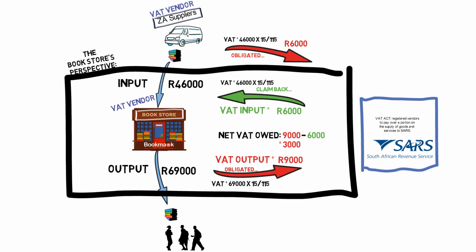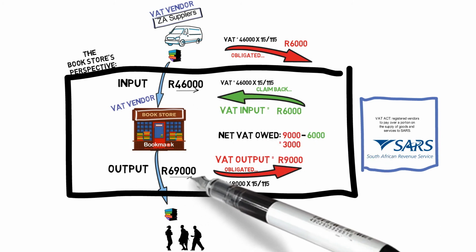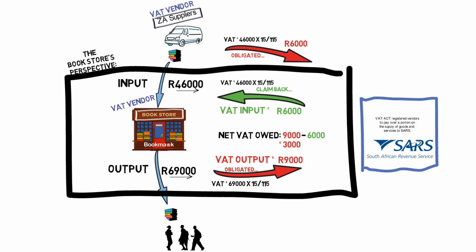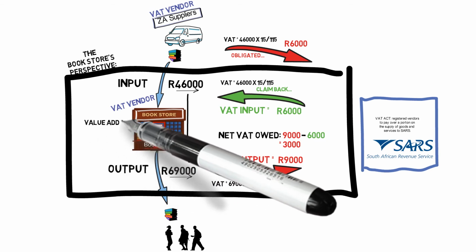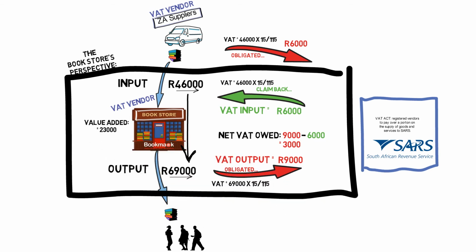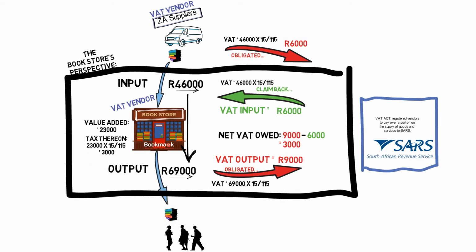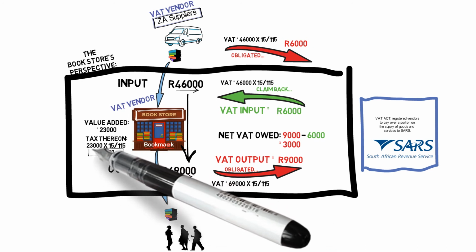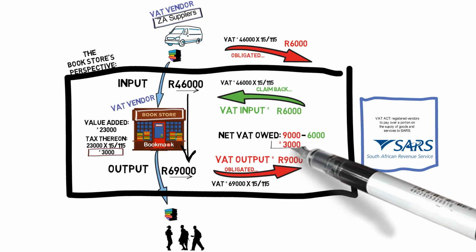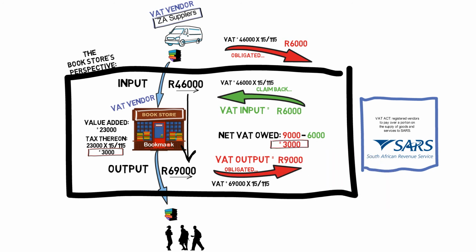Finally, let's see why it is called value-added tax. The bookstore bought the goods for 46,000 Rand. They then sold their books to their customers for 69,000 Rand, effectively adding value of 23,000 Rand. The VAT on the 23,000 Rand is equal to 3,000 Rand. So that 3,000 Rand is exactly equal to the 3,000 Rand that we determined that the bookstore is owing to SARS. And they've thus been effectively taxed on the value that they added to the books.